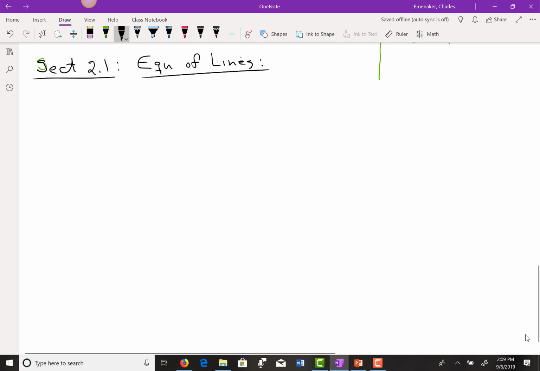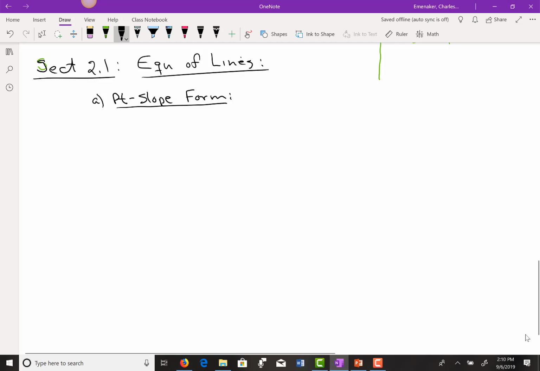Any idea what one form or one name for an equation of a line is? Digging deep. I'll give you a hint. Maybe this will get you started. Does that sound familiar? Point slope form? Yeah.